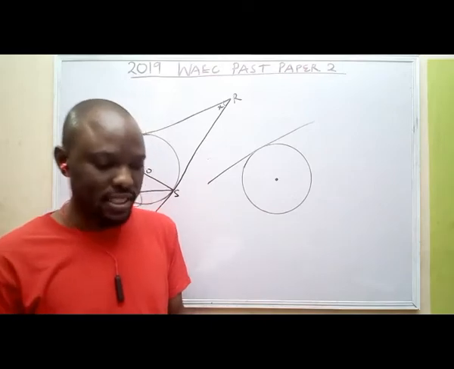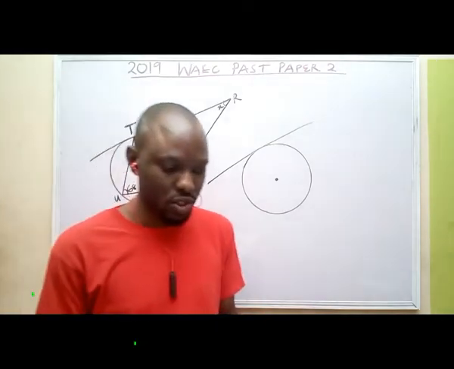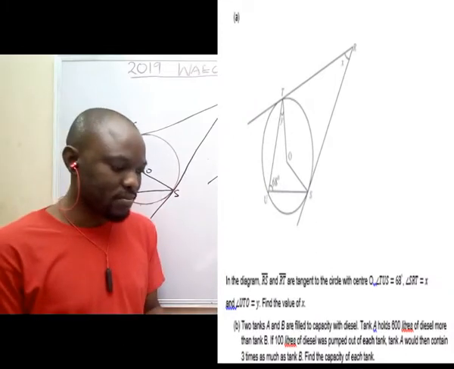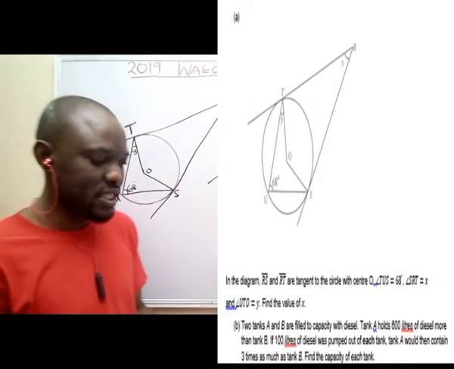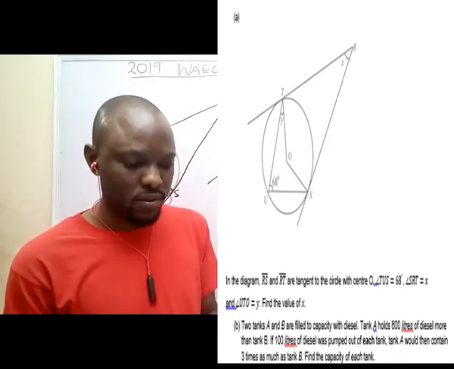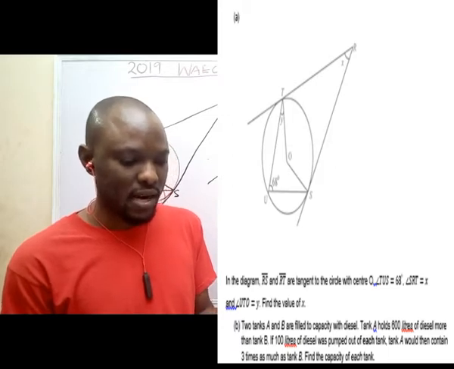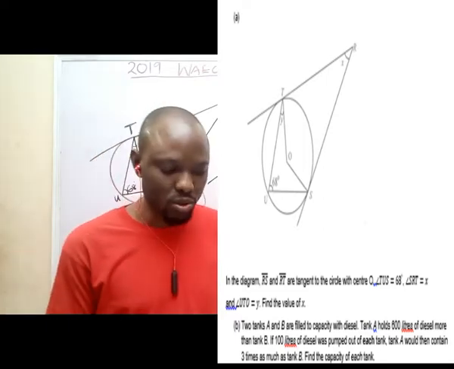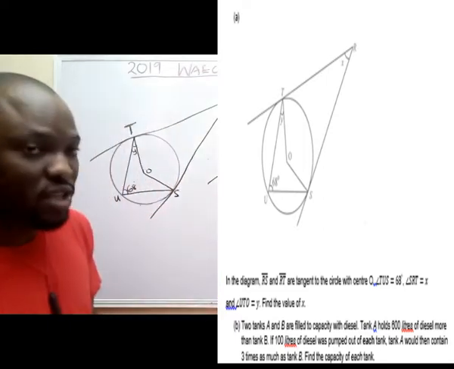Question 13a is on circle geometry. The question says that in the diagram, RS and RT are tangents to the circle with center O. Angle TUS is 68 degrees, angle SRT is X degrees, and angle UTO is Y degrees. Find the value of X.